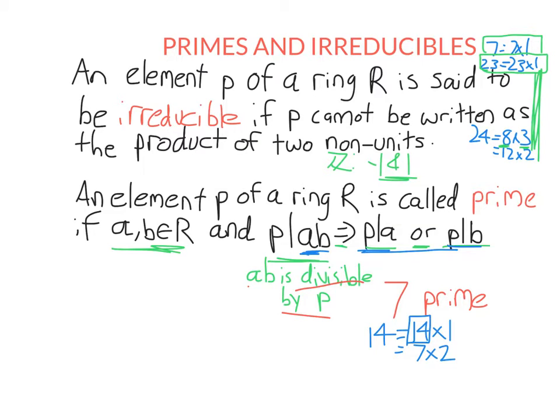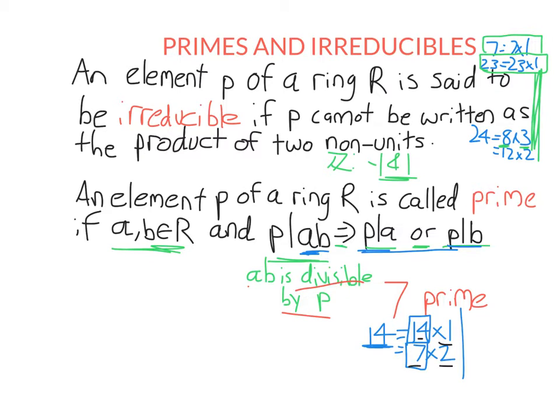So one of the numbers is divisible by 7. If I write 14 as 7 times 2, one of the numbers is divisible by 7. So if I take a number that's divisible by 7 and write it as something times something, one of those numbers or both of those numbers will be divisible by 7. So let's look at another example, a bigger number.